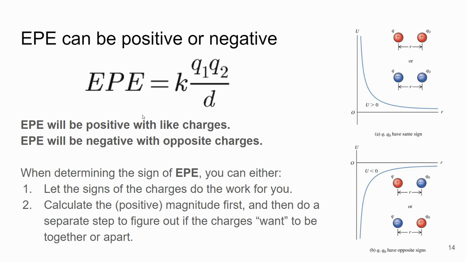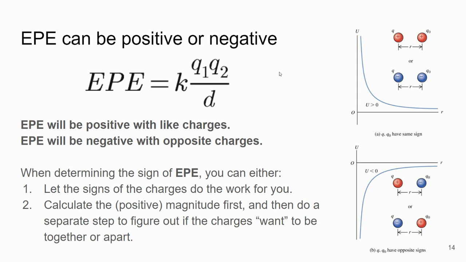So there it is, both rules together. And just like last chapter, you've got to come up with your own accounting system for figuring out how this works. So I'm suggesting 2 different ways of doing it. The first way is just let the signs of the charges do the work for you. So notice what would happen in this formula up here. If you have opposite charges, you're going to have a positive times a negative, so you'll have a negative EPE.